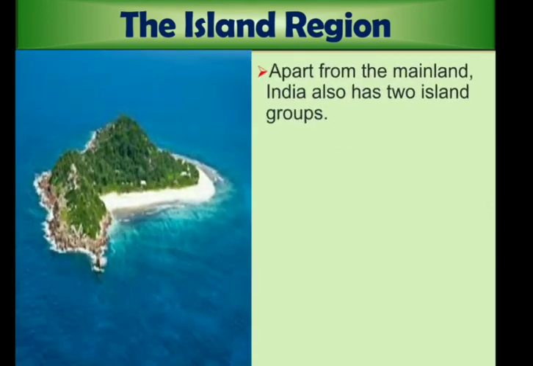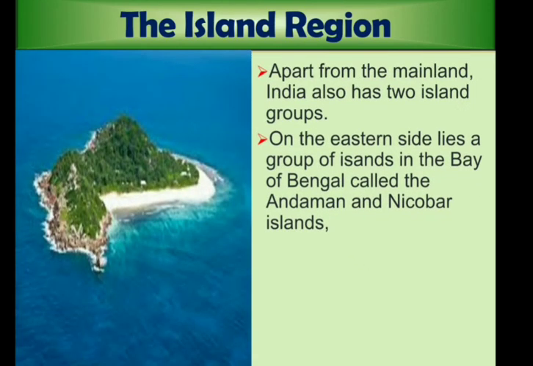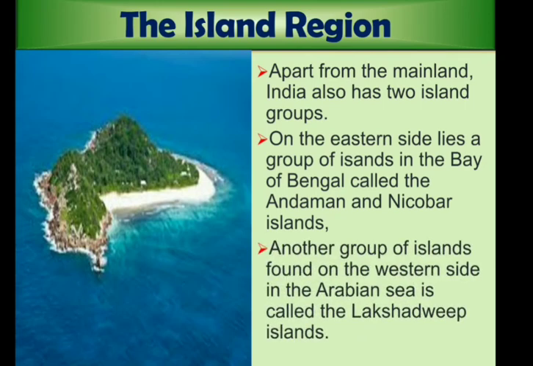Next we have the island region. Apart from the main island, India also has two island groups. On the eastern side lies a group of islands in the Bay of Bengal called the Andaman and Nicobar Islands. Another group of islands found on the western side in the Arabian Sea is called the Lakshadweep Islands.